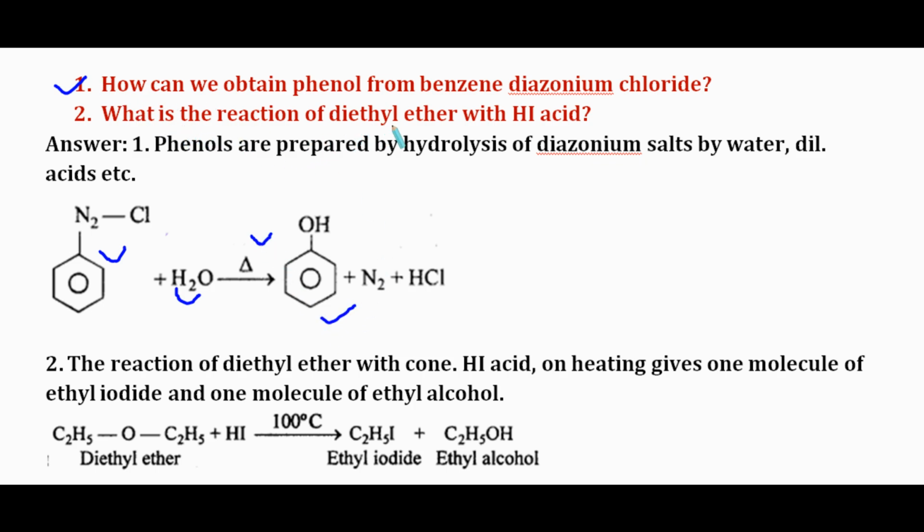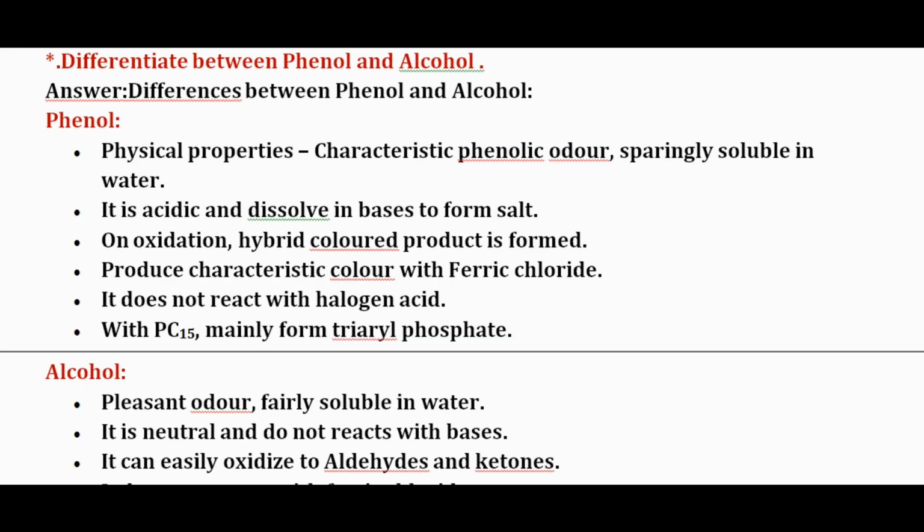Next, what is the reaction of diethyl ether with HI? The reaction of diethyl ether with concentrated HI on heating gives one molecule of ethyl iodide and one molecule of ethyl alcohol. This is diethyl ether, and reaction with HI at 100 degrees Celsius, we get ethyl iodide and ethyl alcohol.